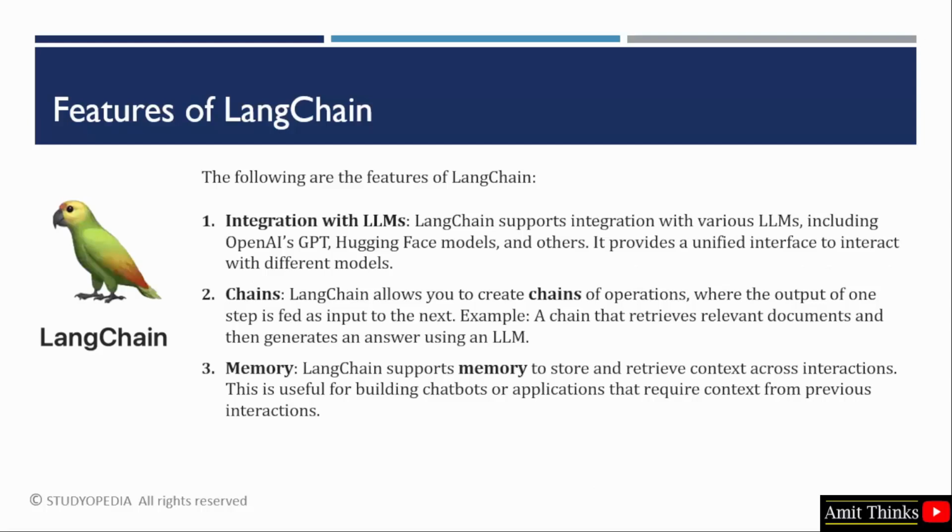Here are the features of LangChain. You can easily integrate with LLMs. It provides a unified interface to interact with different models. Create chains of operations in which the output of one step is added as an input to the next step. For example, a chain that retrieves relevant documents and answers using an LLM. LangChain also supports memory. As the name suggests, memory is used to store and retrieve context across interactions. Through this, you can easily build chatbots or applications that require context from previous interactions, like memory.